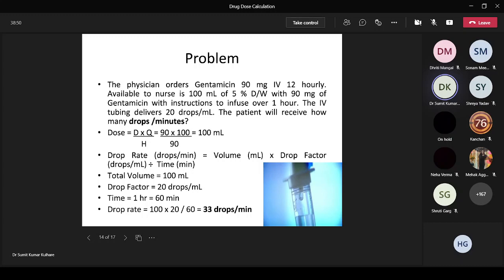If your focus is clear, if you know in the formula what you want to use and what values are relevant to your question, then you would be able to solve it easily. Otherwise, you will get confused with this. Some people will use 12 as the infusion time, and that will give a different answer. Okay, so let's move ahead.